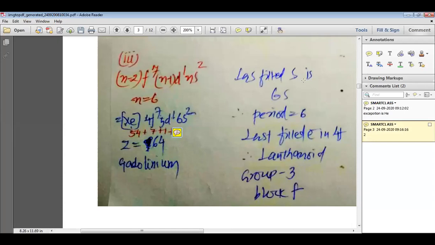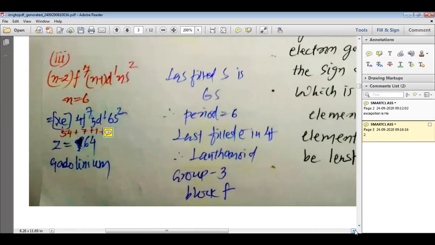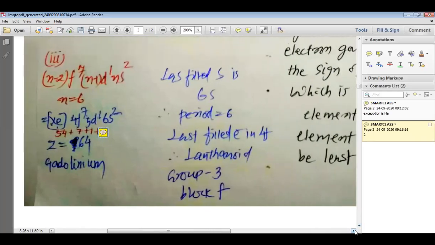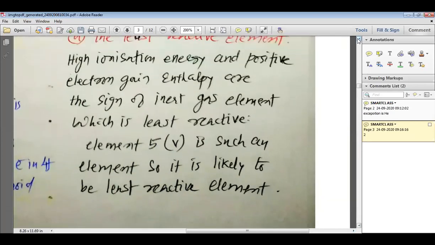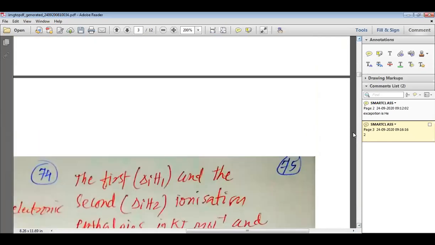The last filled s was 6s. So the period number is 6, whereas the last filled electron goes into the f orbital. That is why it is a lanthanoid. The group number for all the lanthanoids is given as group number 3, and this is how we can understand the position of an element in the periodic table. We'll look at the last one.